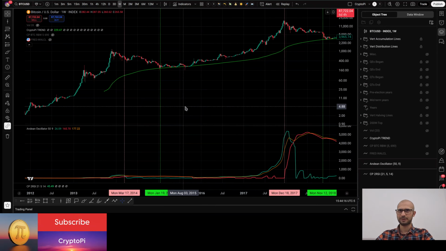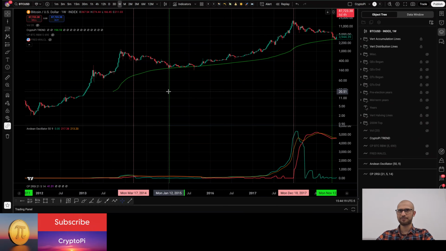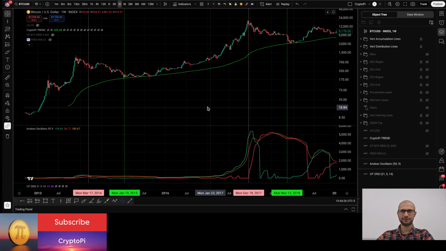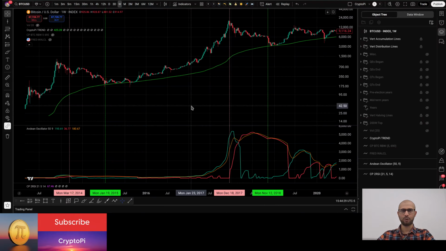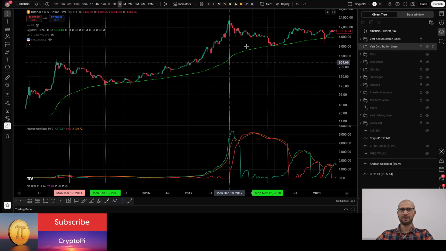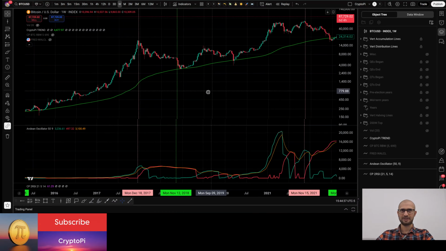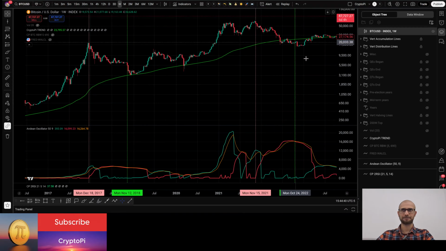So this too, just looking at the distribution line, accumulation line, and the strength of bullish and bearish components, helps us enough to navigate what the trend will be for Bitcoin in the midterm year. All of these years have been midterm years. The 2017-2018 bear market was a midterm year. This was a midterm year.